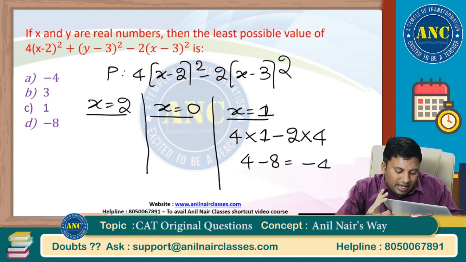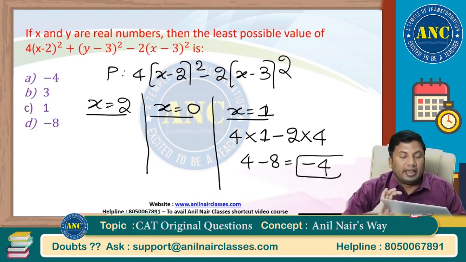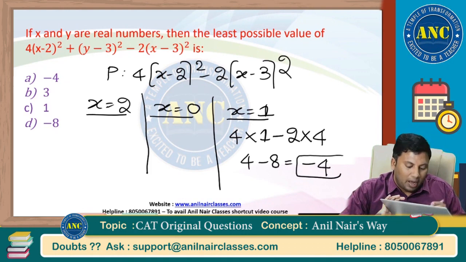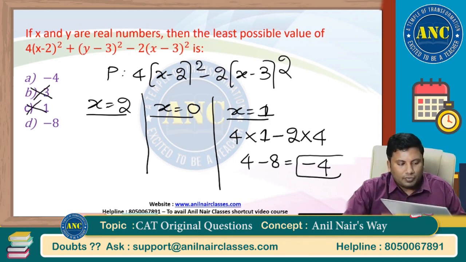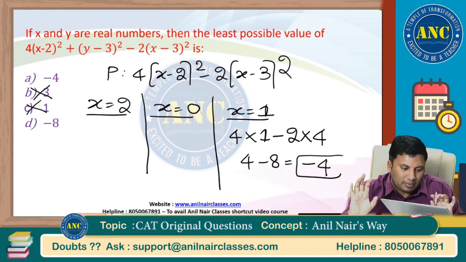4 minus 8 is minus 4. Hey, I got minus 4. But in the options, minus 4, 3 and 1 is there. If I keep minus 4, 3 and 1, the minimum value is minus 4. So 3 and 1, just by substituting x equivalent to 1, I got it.